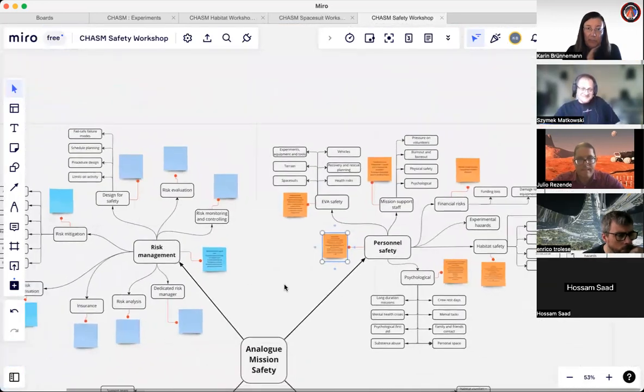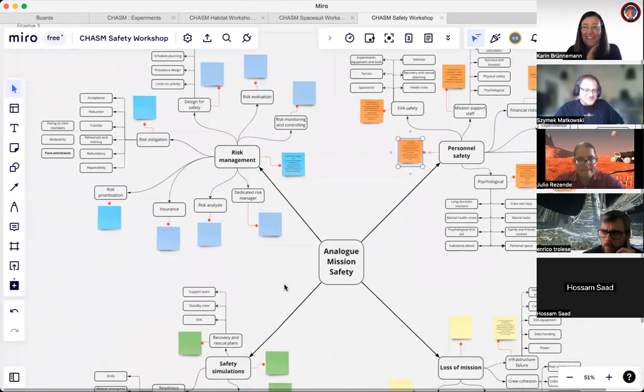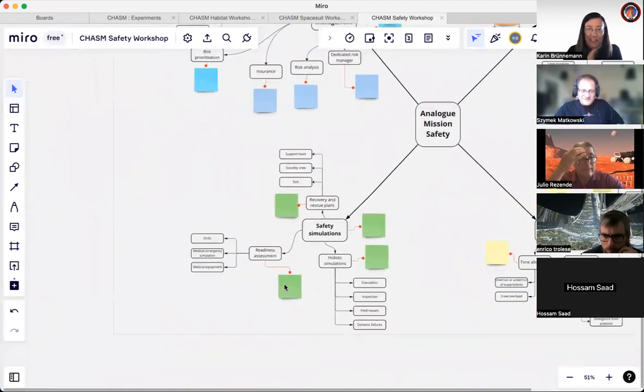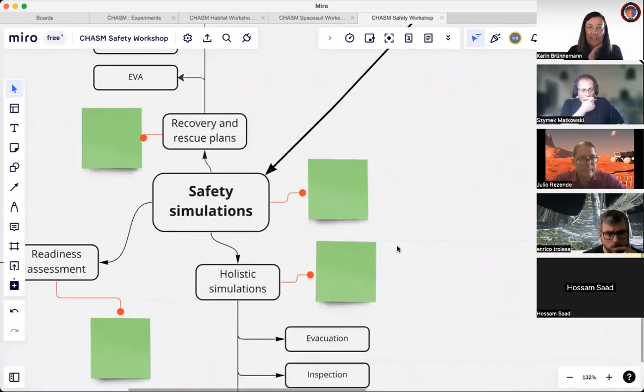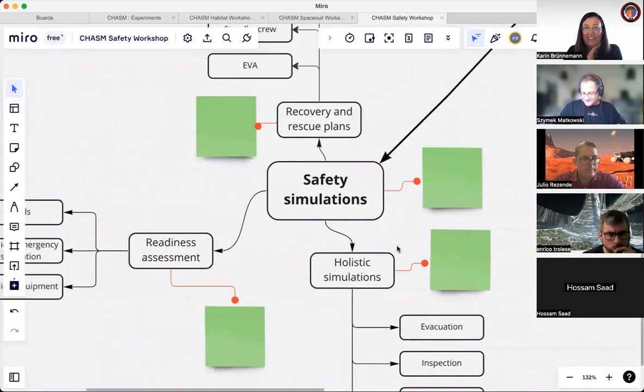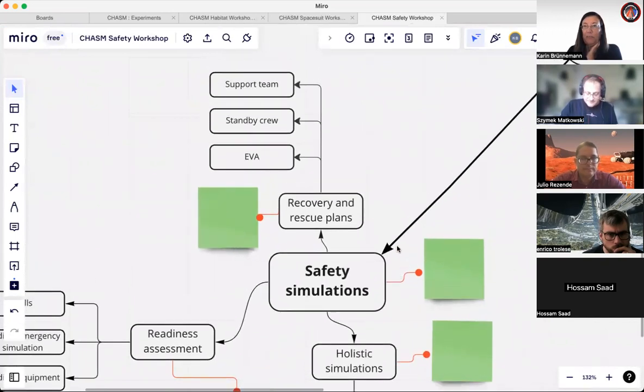Any other comments? I'm just zooming out again, getting the overview effect. So we didn't really have a look at this one yet. Safety simulations. We have said in the habitat safety, of course, everything is interconnected, that we want to have realistic drills, especially using smoke cannons or smoke bombs or whatever, with non-hazardous smoke, just to simulate the scenario.